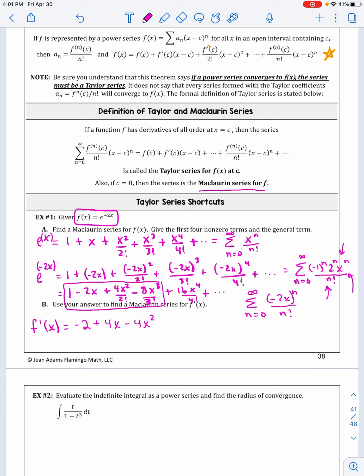And the next one, I would bring my 4 down. It's going to cancel with the 4, but I'm still going to have 3 times 2 times 1. And I'm going to have 16 in the top. And 3 times 2 times 1 is 6. So 16/6 is going to reduce to 8/3. So this is going to be 8x to the third divided by 3.